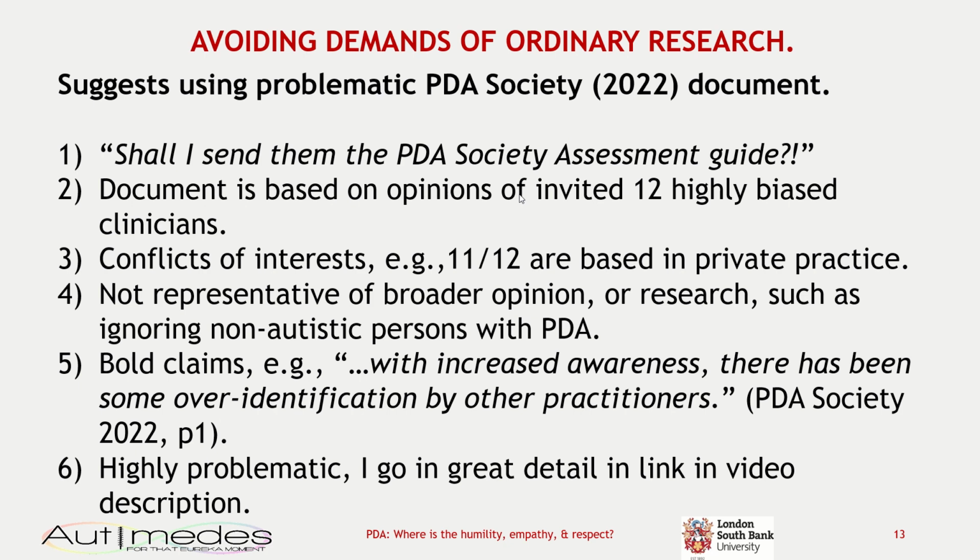Because this document is based on the views of 12 high bias clinicians which were invited by the PDA Society to contribute their views. And if you pay attention to the document, it tells you that 11 of those 12 are based in private practice. So one can argue that the people contributing to this document, including the PDA Society, have conflicts of interest, because obviously PDA is controversial. There's obviously a lack of consensus over what it is. There's obviously a lack of evidence over what PDA is. And the vast majority of these 12 clinicians are based in private practice. Obviously, the PDA Society has a vested interest because it campaigns and advocates for PDA as a form of autism.